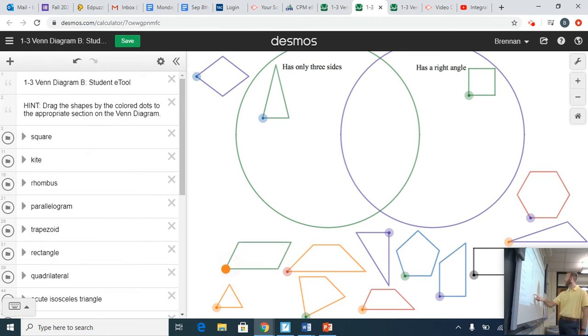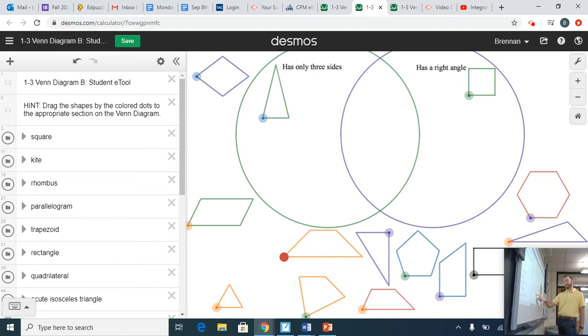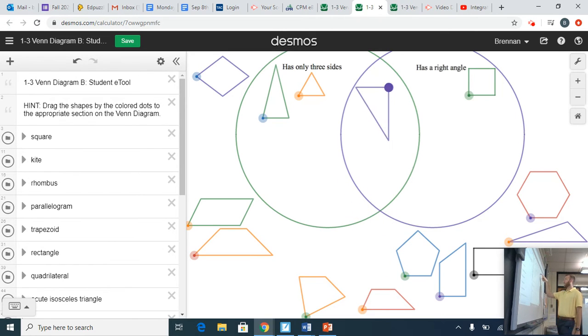Parallelogram, more than three sides, no right angles, so this one gets left outside as well. Trapezoid, same thing. Automatically has more than three sides, no right angle. Equilateral triangle has only three sides, has a right angle. This triangle has three sides and a right angle, so we're going to go in the middle.